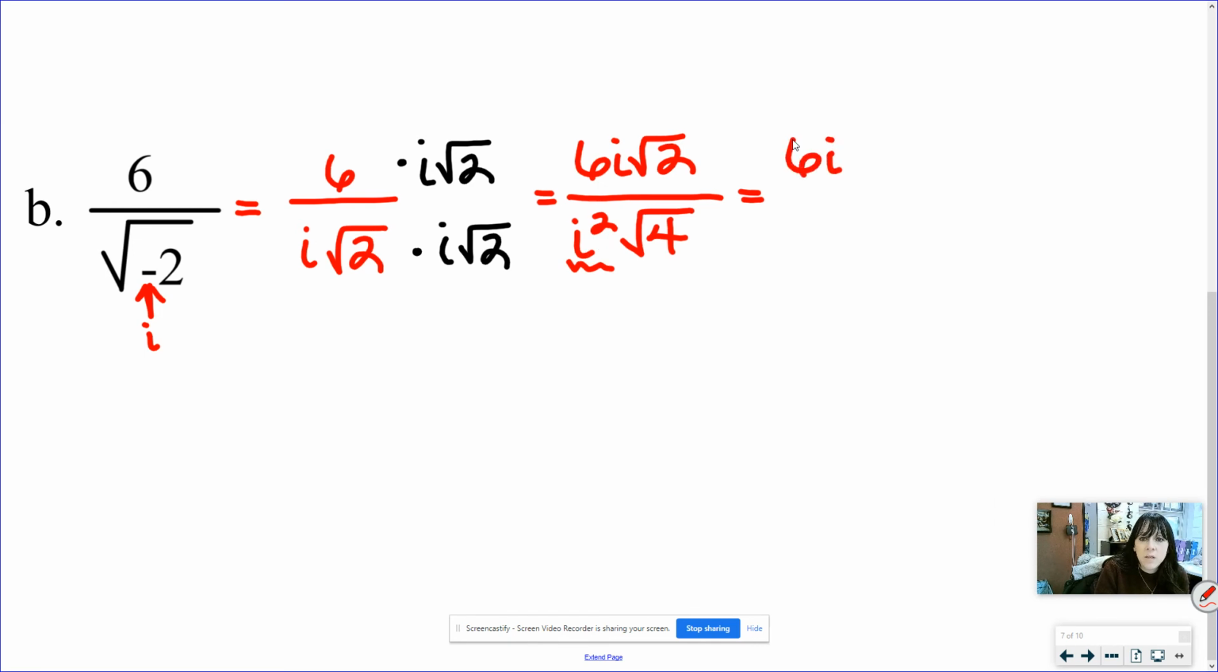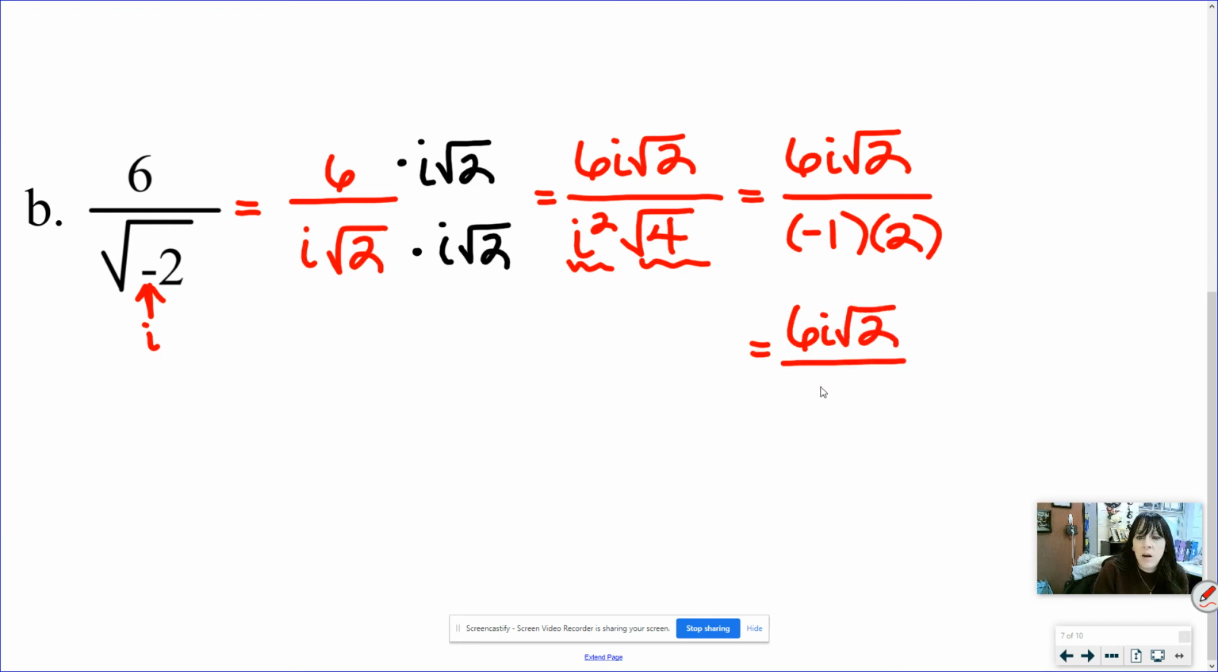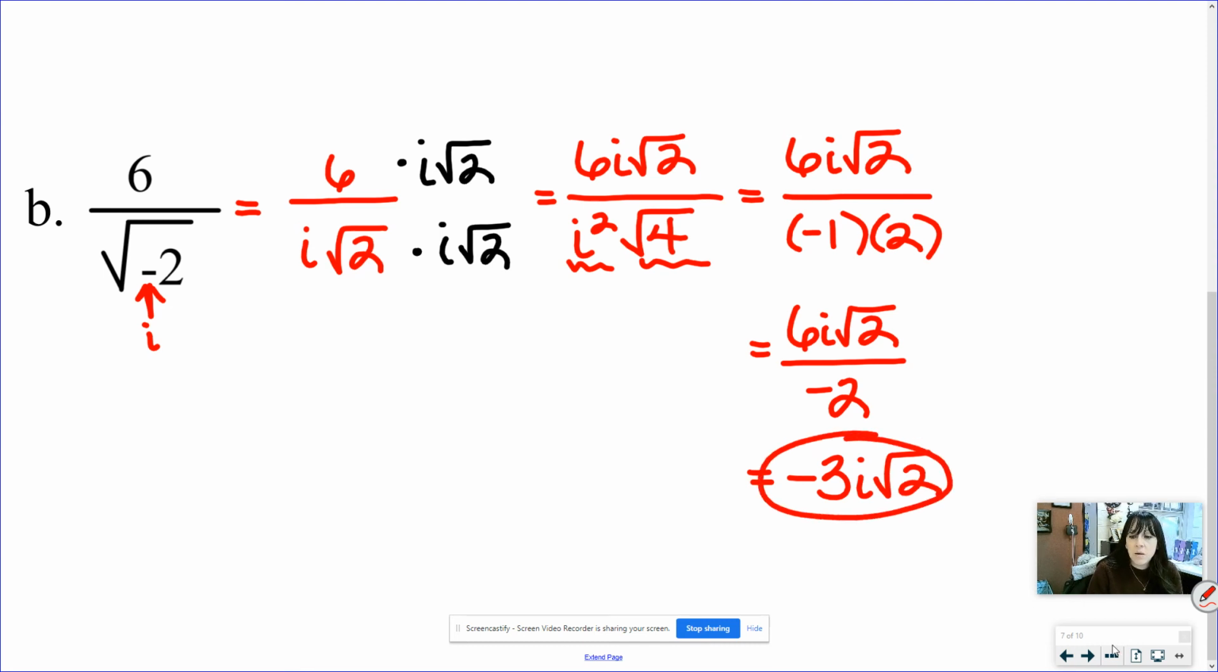So let's leave the top alone for now. And let's go to the bottom. i squared is -1. Square root of 4 is 2. And then that means the denominator is -2. Okay? We can do a couple other simplifying steps. I guess just one other simplifying step. And that is that these coefficients on the outside are divisible. So I can do 6 divided by -2 and get -3i radical 2. So that would be your fully simplified answer.